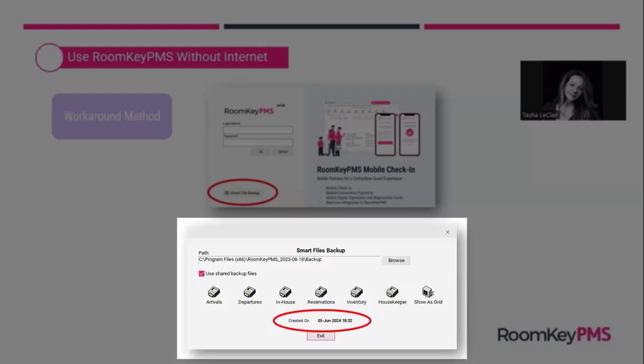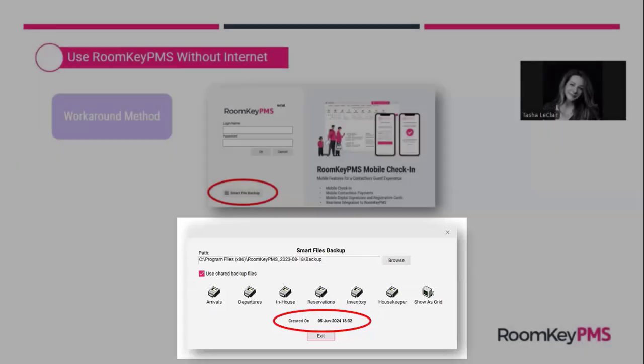Now, these files automatically back up as you're using RoomKey during regular front desk operations or regular usage of our software. Backups automatically update every 6 to 12 minutes as you operate RoomKey, and each computer that uses RoomKey will have a copy of the Smart Files backup.